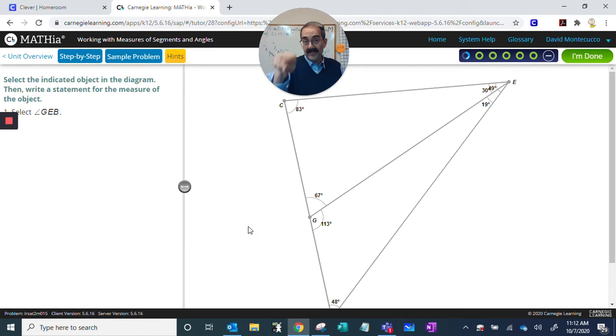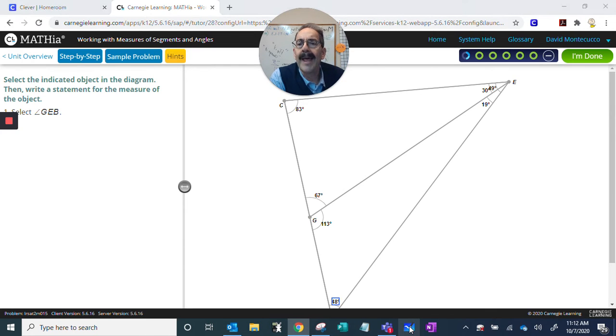Okay, so week 5 is October 12th. I'm hoping you're into numbers. You've got these symbols down, and we can start rolling in geometry. So let's just do a problem in case you haven't seen these yet. Select the indicated object in the diagram, then write a statement for the measure of that object.